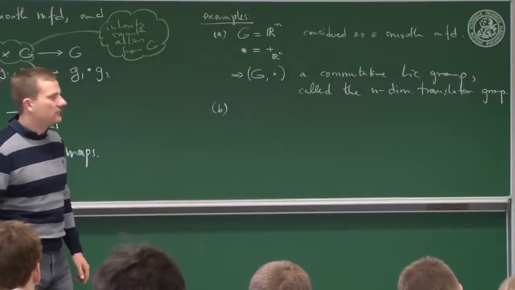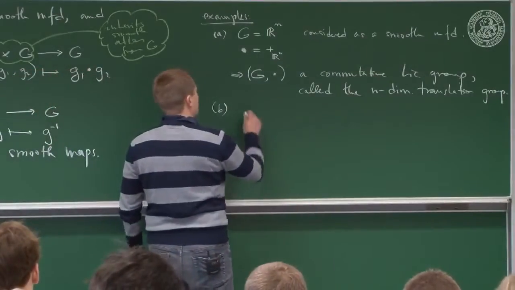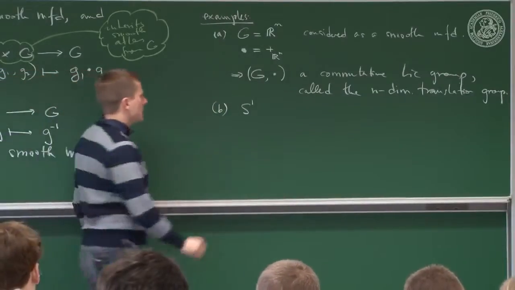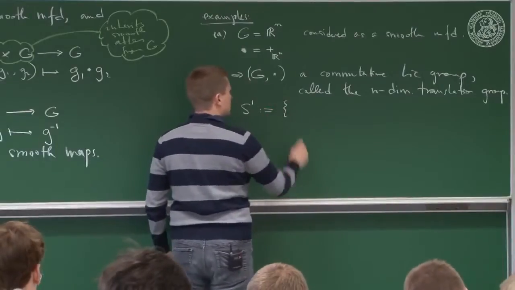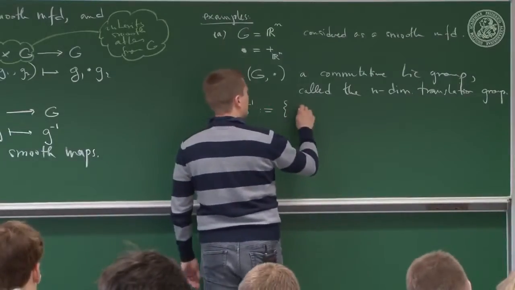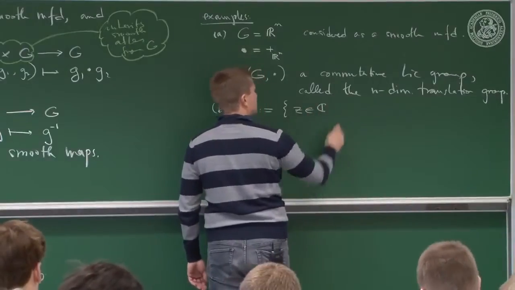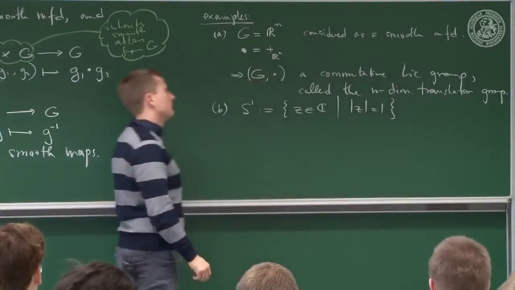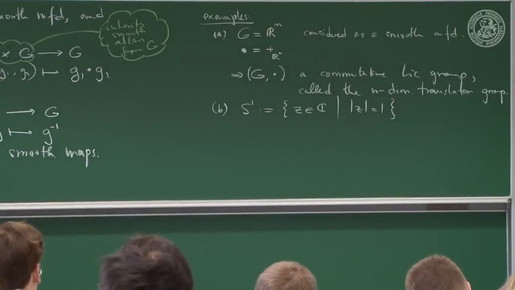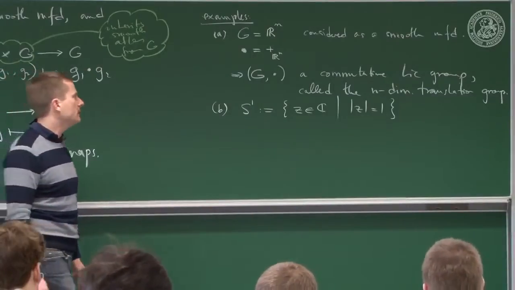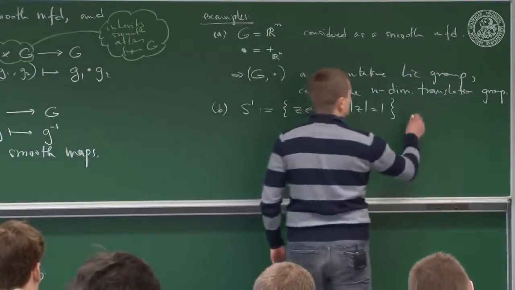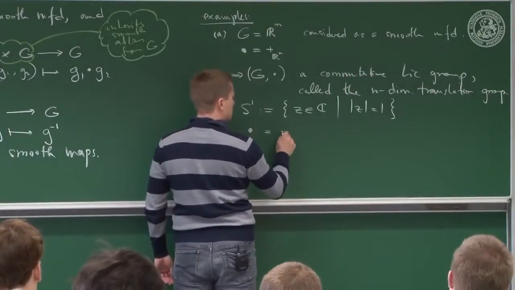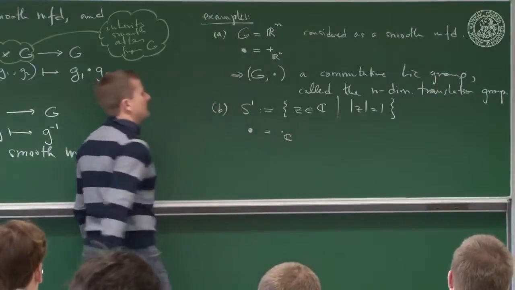Another example is also a famous group you've certainly met in quantum mechanics. We call it S1, which you saw before, the circle. Now I understand the circle as a set of points, but as a manifold it's the same as all those complex numbers z whose absolute value is 1. So we're talking about the unit circle in the complex plane. And the blob operation here is now supposed to be the multiplication of complex numbers.